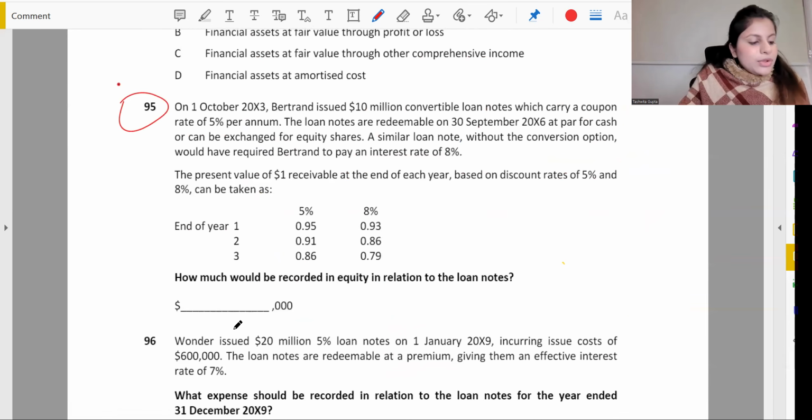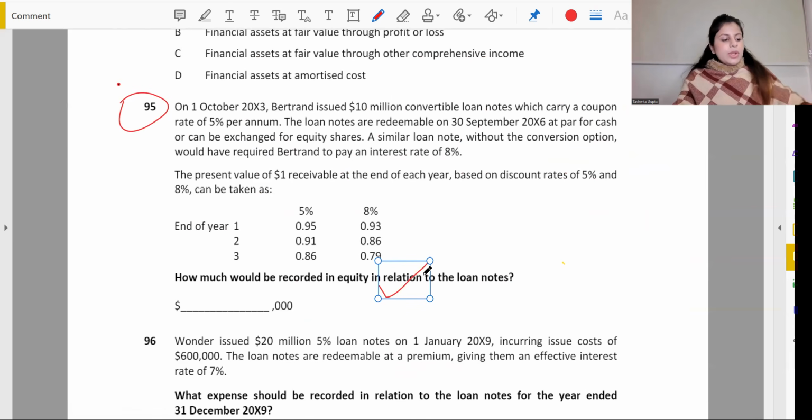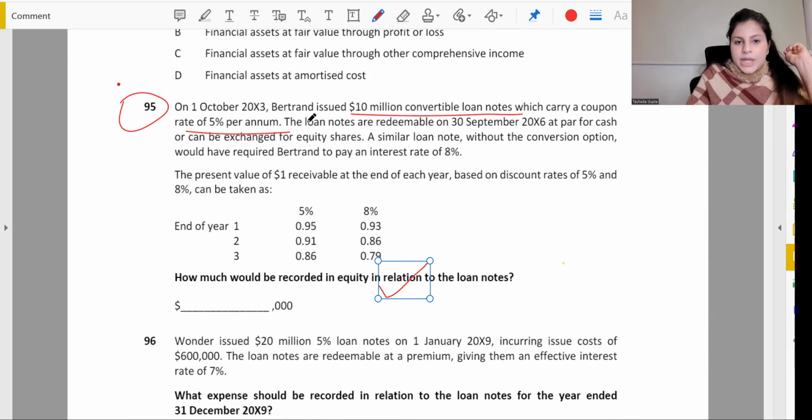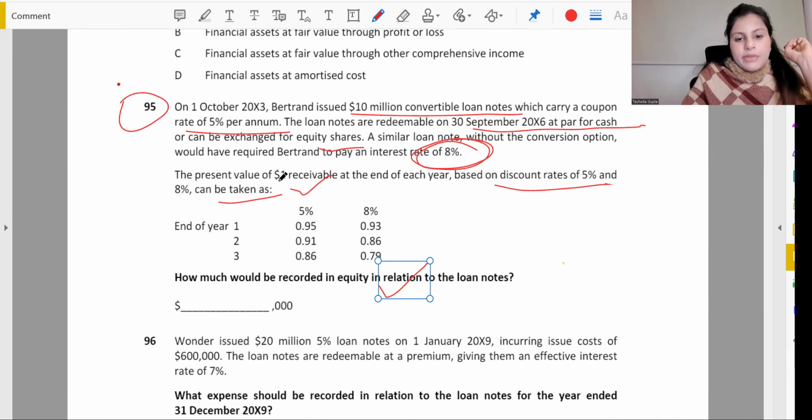Okay. How much should be reported in equity in relation to the loan note? On 1st October, Burton issued 10 million convertible loan note which carry a coupon rate of 5%. The loan notes are redeemable on 30 September at par for cash or can be exchanged for shares. The similar loan note has a rate of 8%. The present value of $1 receivable based upon discount rate of 5 and 8% are given to you.